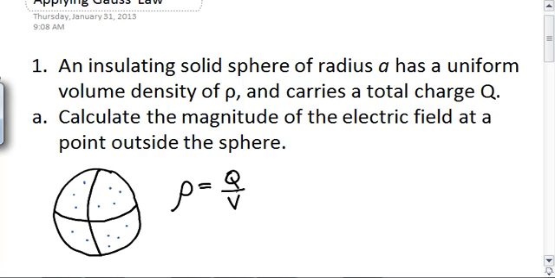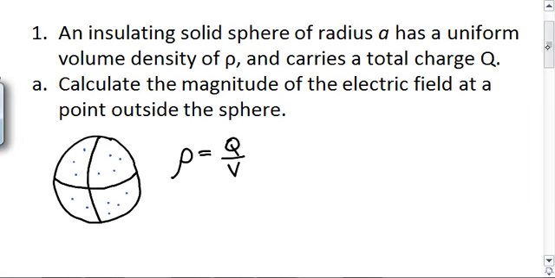Okay, so we want to calculate the magnitude of the electric field at a point outside the sphere. This sphere has a radius of A, but we want to calculate the electric field somewhere out here, some distance r away from the center, so that's r.